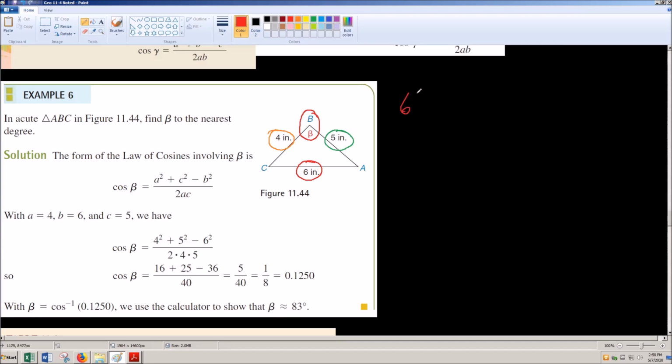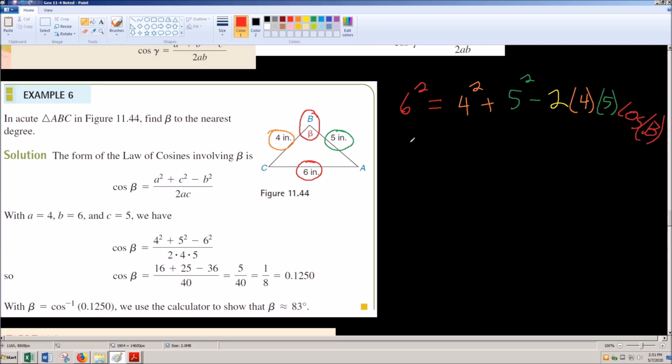This gets set up as 6 squared equals, now these two things, 4 squared plus 5 squared minus, I'm going to change the color of the 2 just because it doesn't go with the green side length here. So minus 2 times 4 times 5 times cosine of beta.